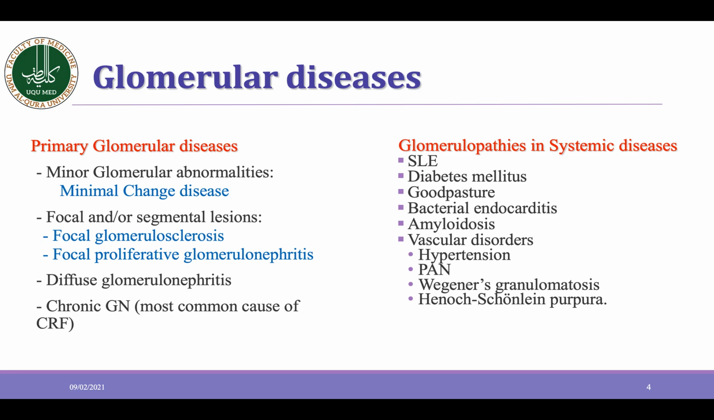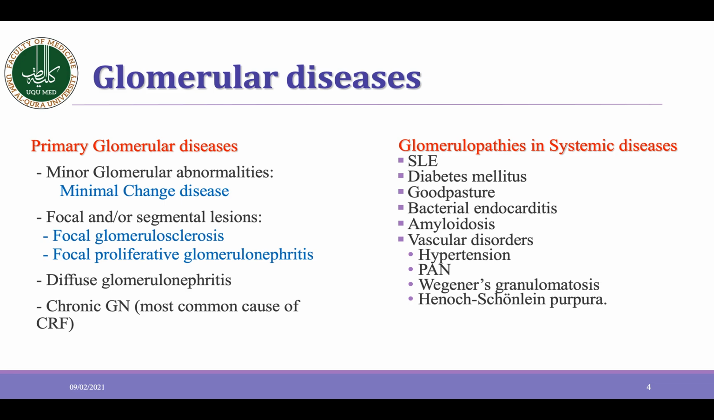In minimal change, why do we call it minimal change? Because there are no changes by electron microscopy that can be identified. There are no changes by immunofluorescence that can be seen. The only changes that can be seen are detected by electron microscopy. So that's why it is called minimal change. There is very minor change that can be detected pathologically by electron microscopy only, while the light microscopy and the immunofluorescence are normal.